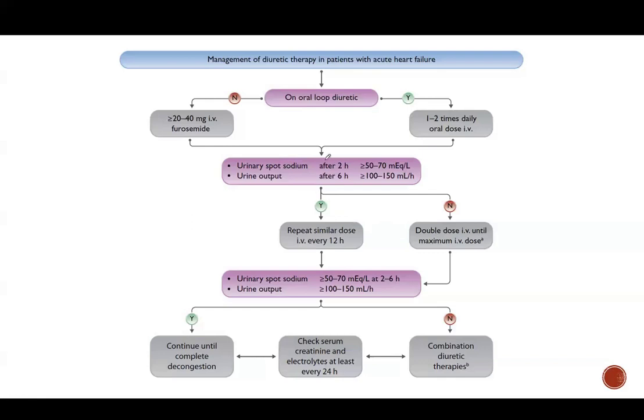Suppose this target is not achieved, then you have to double the IV dose until the maximum IV dose you can reach. Your goal should be this. So continue until complete decongestion, and check serum creatinine and electrolytes at least every 24 hours. If the target is not reached, you can plan for combining diuretic therapies, that is, use thiazide diuretics along with loop diuretics.